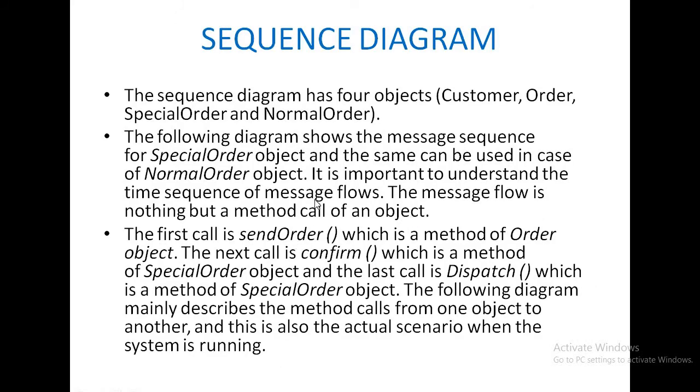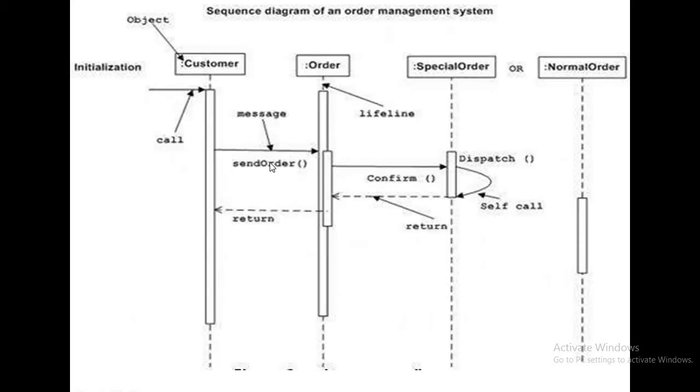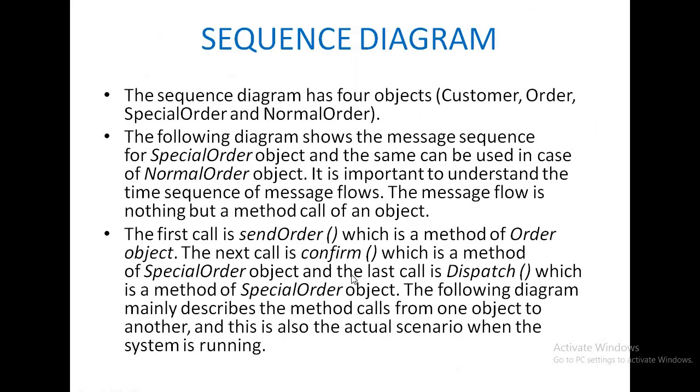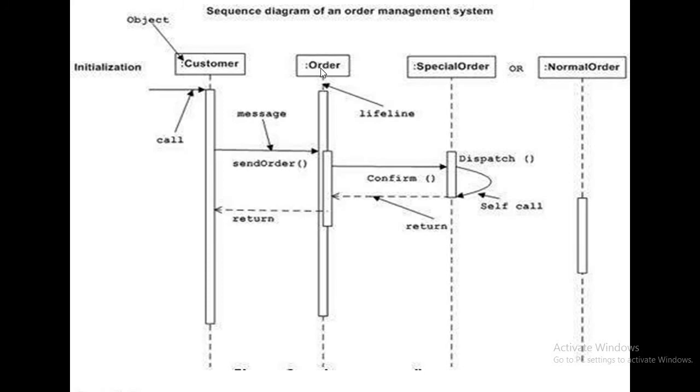Message flow is nothing but the method call. The first call is send order, which is a method of the order object. This send order is a method of this order object.